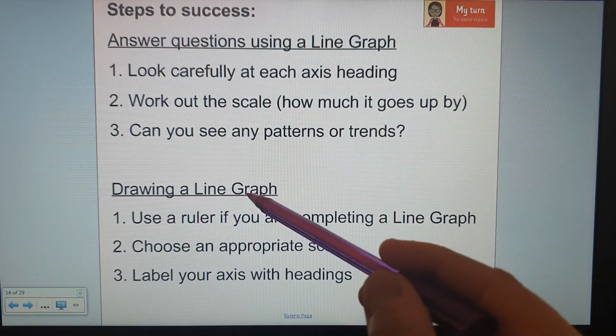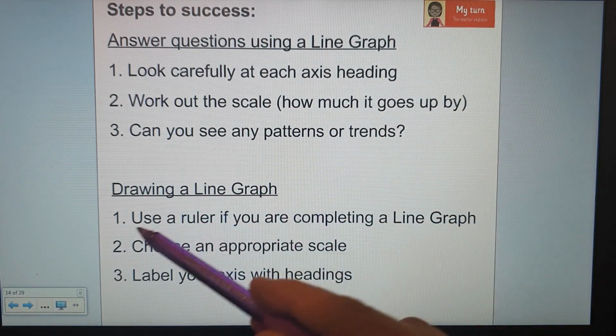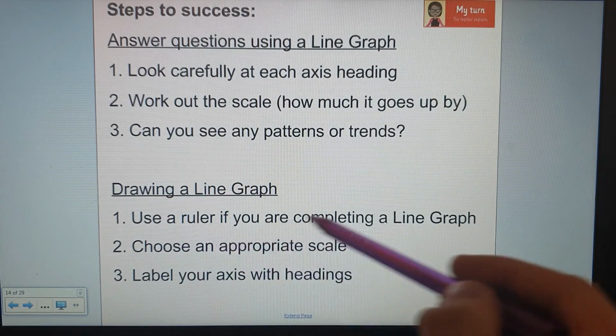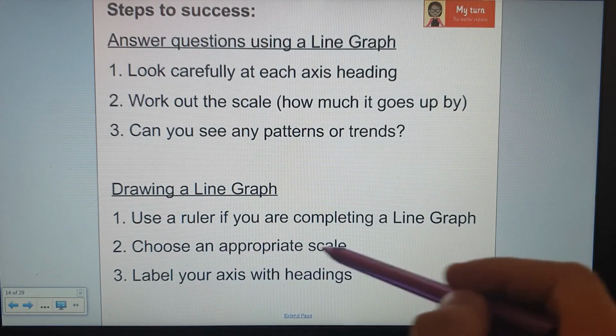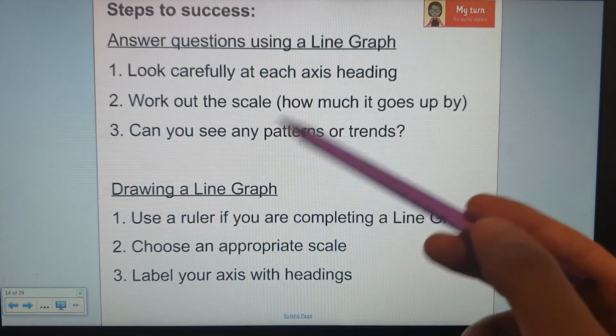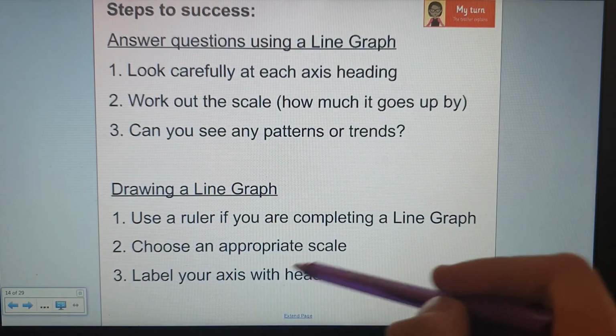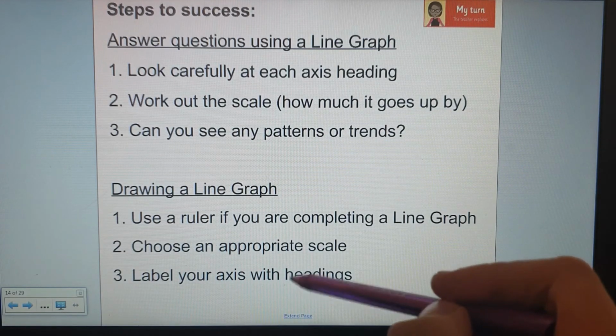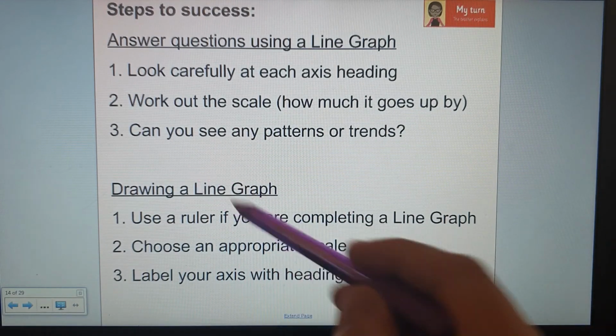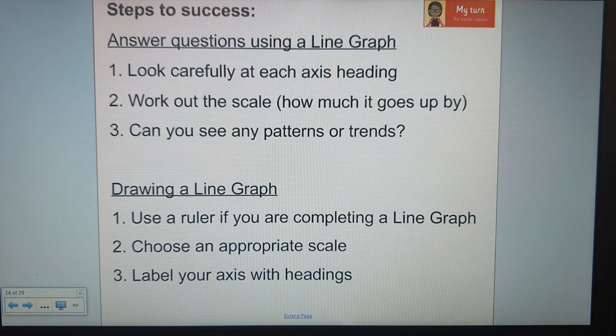If you're drawing a line graph or having to fill in parts of a line graph, make sure you use a ruler if you're completing it. Choose an appropriate scale. So think about the kind of jumps that you need, what's going to work, and then label your axes with headings. So make sure they are clearly labeled so that someone else, if they see your line graph, can understand it and they can use it.